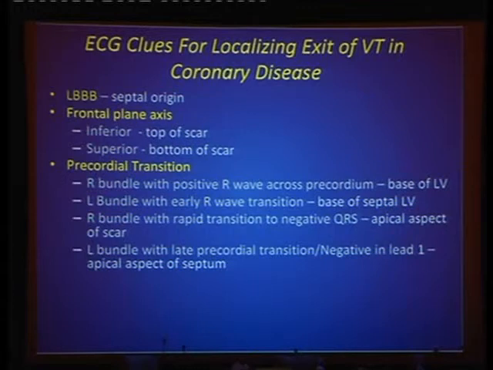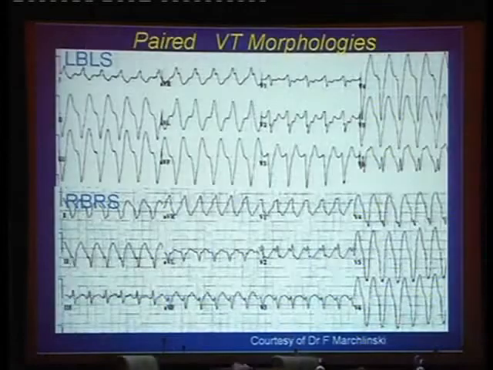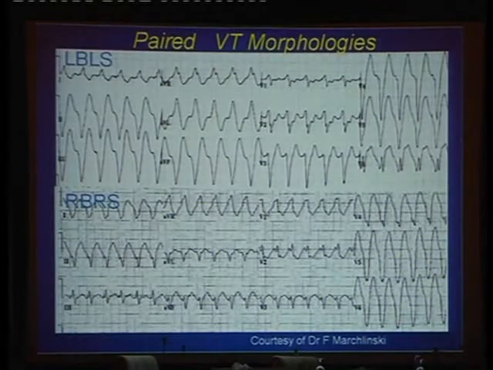You look at the precordial transition. If you see, for instance, a lot of positivity in the bunch of precordial leads all the way down, it's going to be more basal. If you see QS complexes, for instance, down in V4, V5, V6, it's going to be more apical. It's very important that you look at the ECG before you go in.